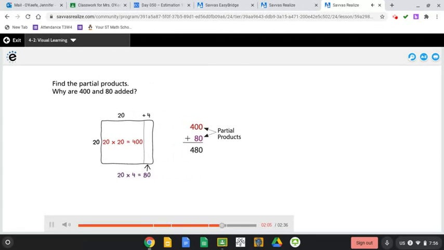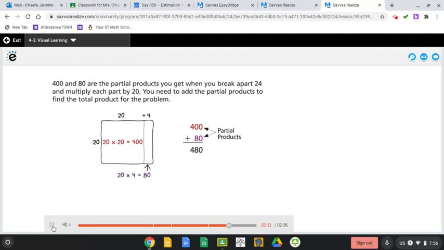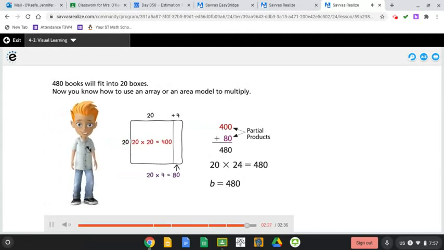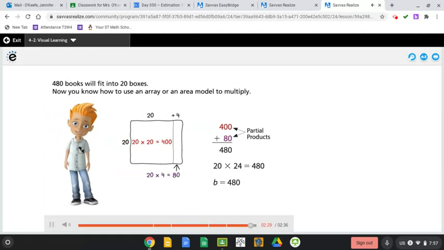Find the partial products. Why are 480 added? 480 are the partial products you get when you break apart 24 and multiply each part by 20. You need to add the partial products to find the total product for the problem. 480 books will fit into 20 boxes. Now you know how to use an array or an area model to multiply.